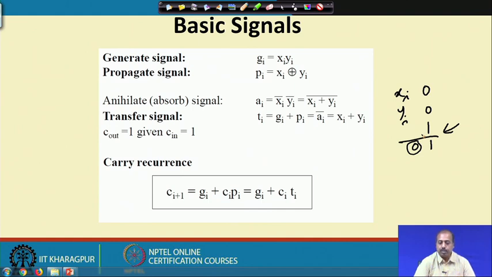So, this gi plus pi can be written as ai bar, which is xi or yi, and Cout is 1 given Cin equal to 1, and the carry recurrence is like this. I can say that Ci plus 1 is either the carry is generated at this stage, or there was a carry coming from the previous stage and this stage allowed propagation. So, the expression is gi plus Ci pi, and this expression can be simplified to be written as gi plus Ci ti. Instead of Ci pi, I can write it as Ci ti, the transfer signal. This way I can say how the carry recurrence occurs.